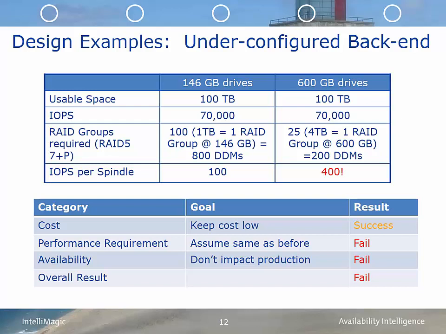With the same amount of usable space and IOPS, the required number of RAID groups was 25, with a total number of DDMs of 200. Now the IOPS per spindle was 400. This simply didn't work. So while the cost goal was successful initially, the performance requirements were not met. And because of the performance issues, there was an availability impact. So the overall result was a failure.